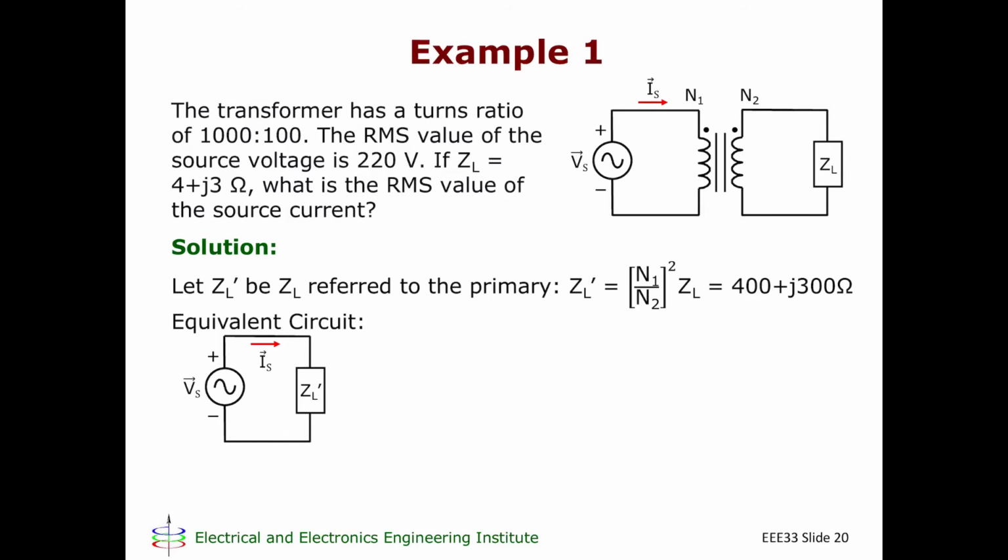Note that it's now easy for me using phasor computation to determine the value of I of S. In this case, V of S has not been assigned an angle. Since we're only interested in the RMS value of I of S, we can make V of S our reference phasor. So let V of S be our reference phasor. That means V of S is equal to 220 at an angle of 0 degrees volts.